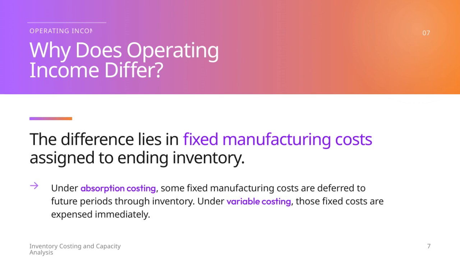This means those costs are deferred and carried forward to future periods when the inventory is sold. On the other hand, variable costing expenses all fixed manufacturing costs immediately in the period they are incurred, regardless of the level of inventory. This difference in cost treatment leads to variations in reported operating income. Understanding this is crucial for analyzing inventory costing and how it impacts capacity and profitability decisions.